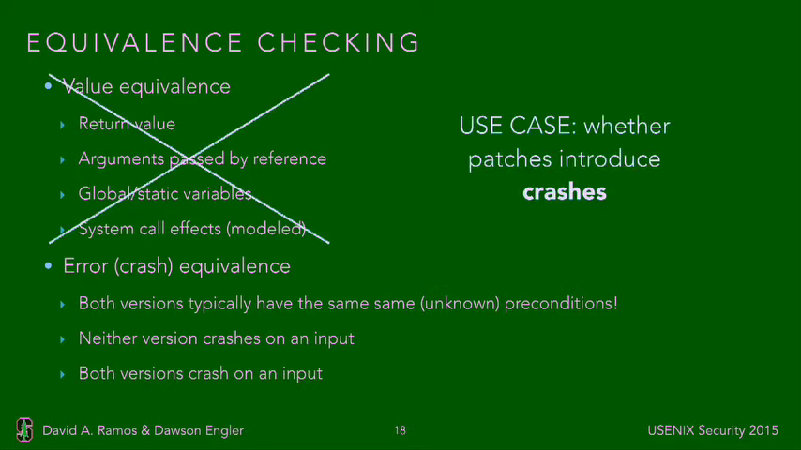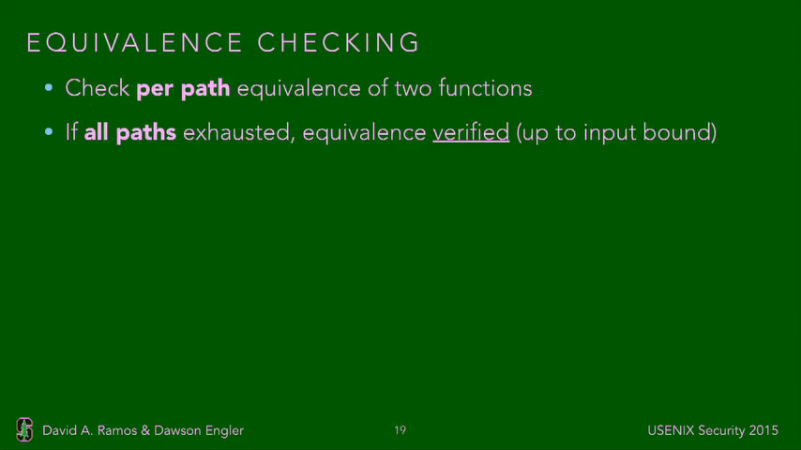Now in this paper, we're only concerned with error equivalence, where the version of a function after a patch is applied crashes, but the old version does not. We're not actually looking at value equivalence, though our tool does have this capability. When we're performing equivalence checking, we're doing this on a per path basis. And if our tool exhausts all possible execution paths through a function, then it has effectively proven that the 2 versions of that function are equivalent up to the input bound that we explored and with certain caveats that we describe in the paper. And this is a pretty strong guarantee that's not possible with most other tools.